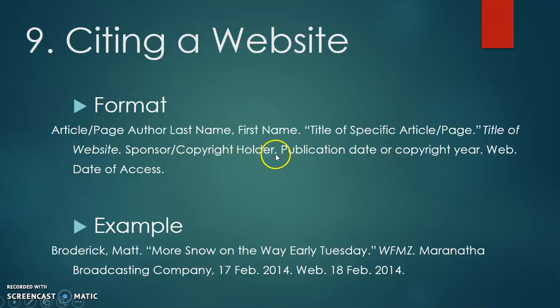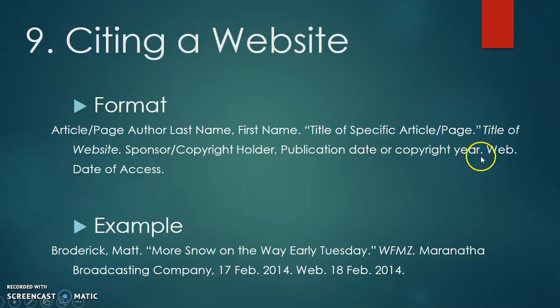After the sponsor, you put a comma, and then the date. Now the date might be the copyright year only. If that's the only date you have, that's what you use. But a lot of times, articles that you find online will have specific publication dates, the date that it was actually put up there. If so, use the full date. But make sure you put it in MLA formatting, which is the day, then the month, then the year.